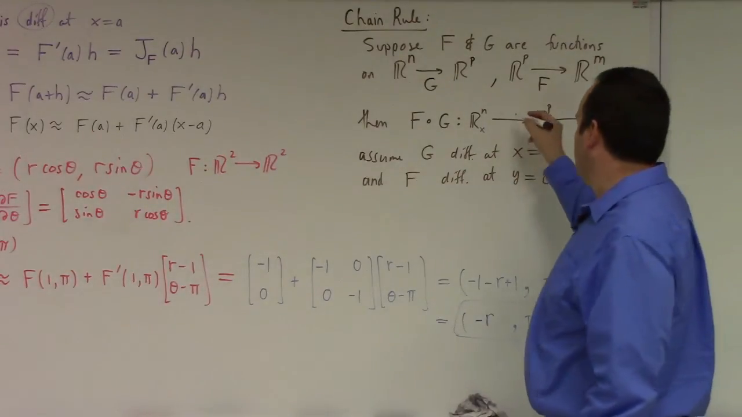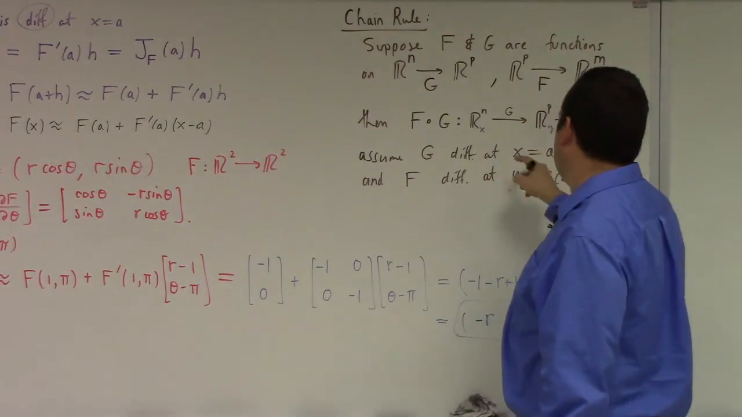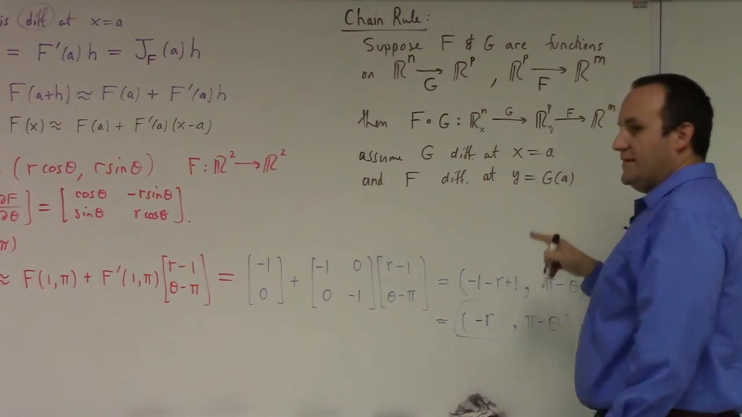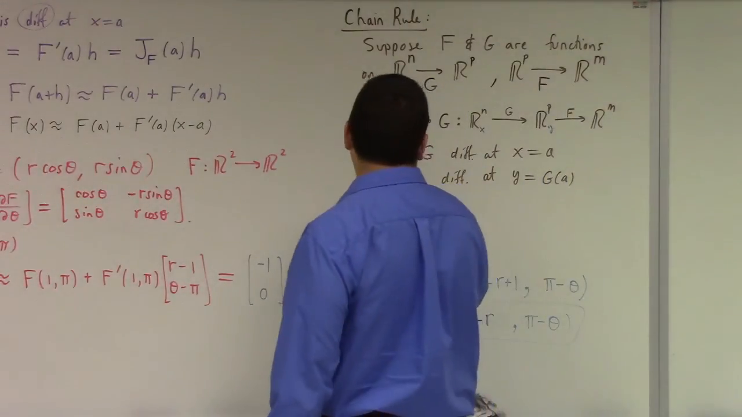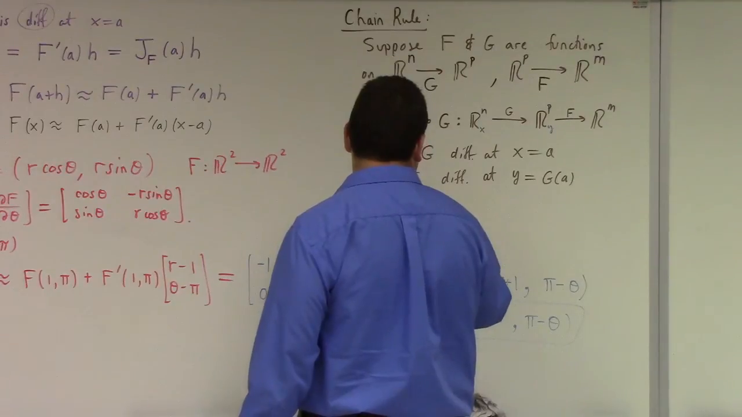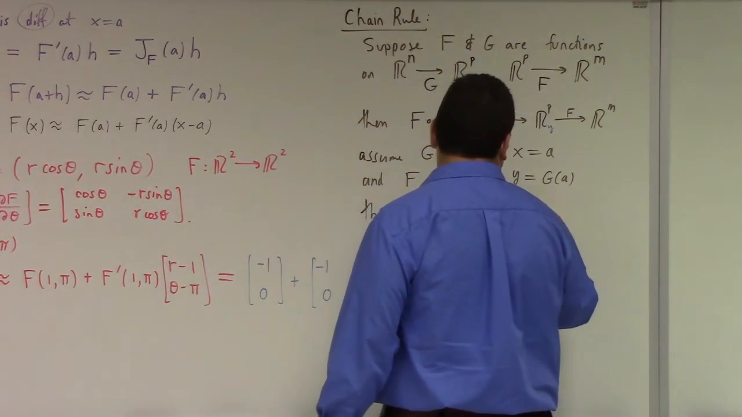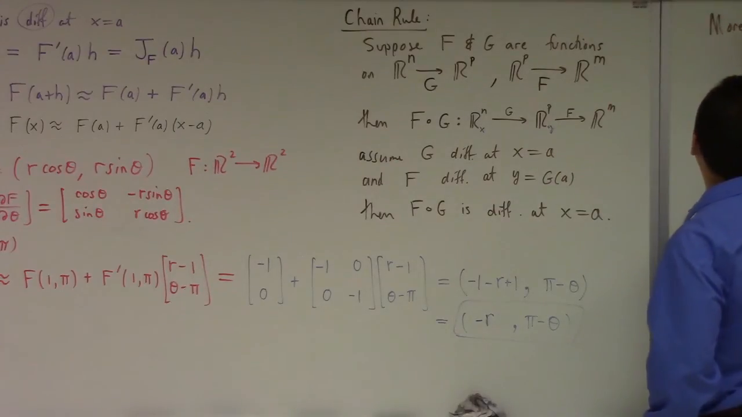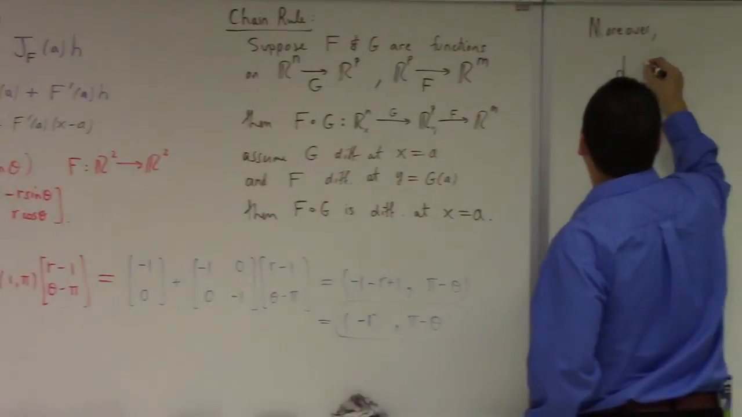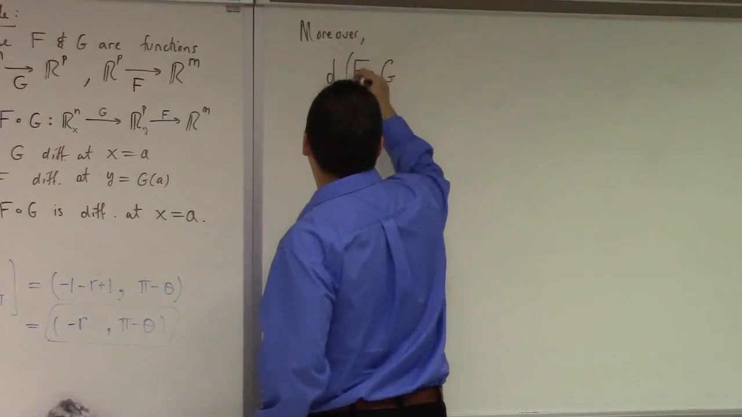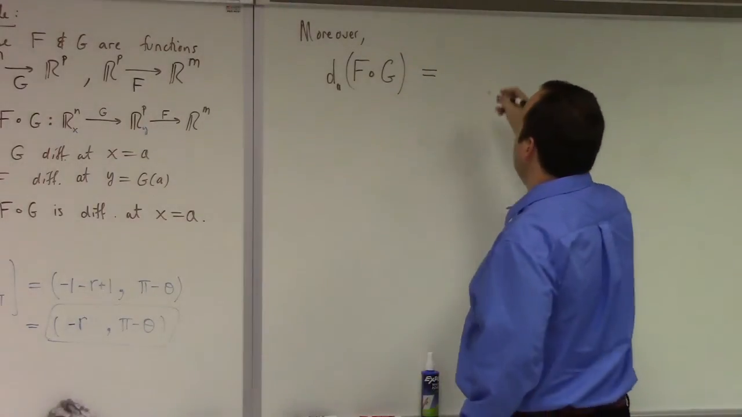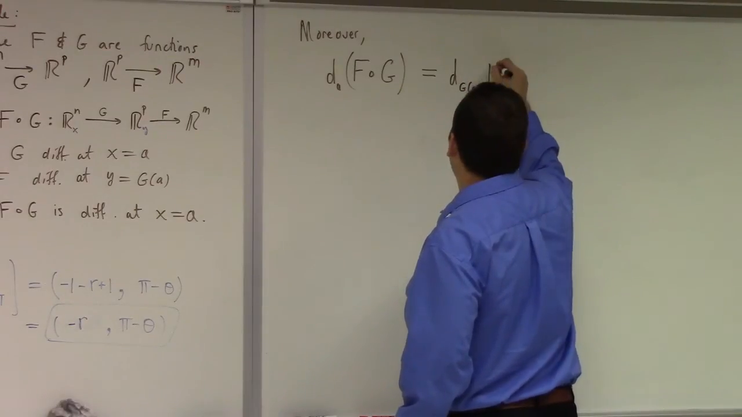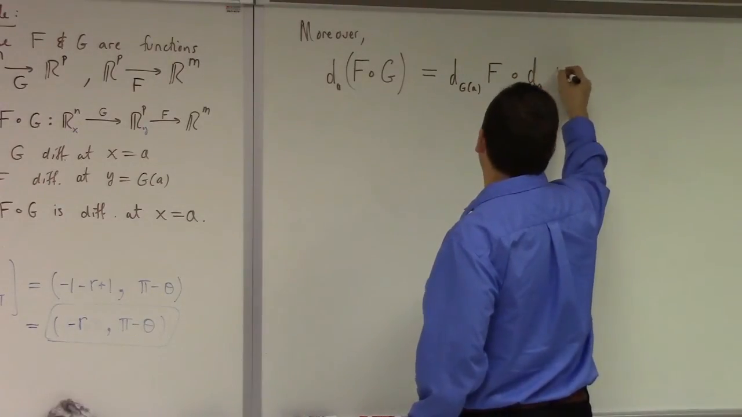But anyway, so we have g is a differentiable function of x, f is a differentiable function of y, specifically at the point g of a. Then f composed with g is differentiable at x equals a as well. Moreover, the differential at a of f composed with g is equal to the differential at g of a of f composed with the differential at a of g.